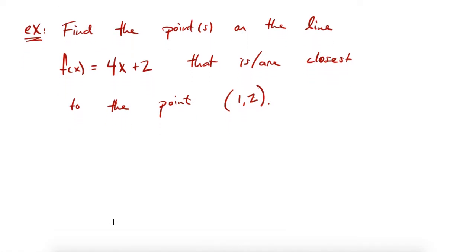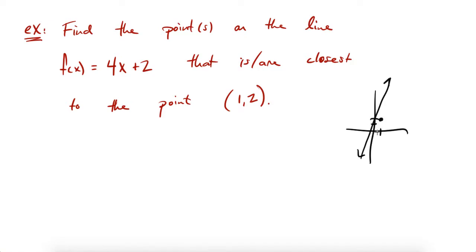Okay, so the next one we're going to do is another really common one, which is maybe you want to optimize something else. So find the point on the line that is, or are, because there might be more than one, closest to some other point. So you've got this thing in space. Maybe we'll try and rough sketch this up. So 4x plus 2 has a slope of 4, y-intercept of 2, and we're trying to find the point on the line that's closest to (1, 2).